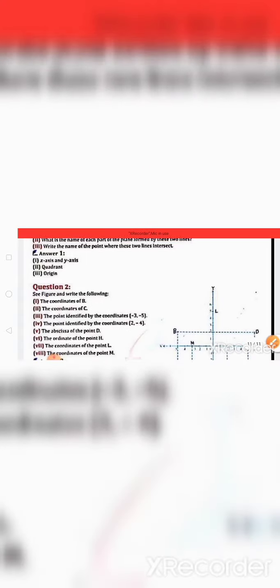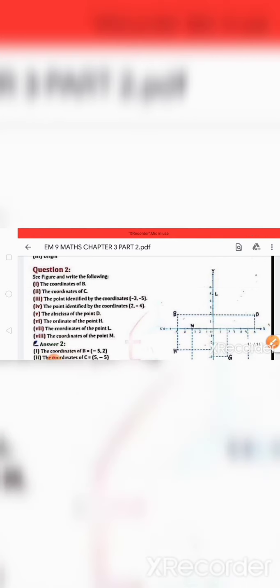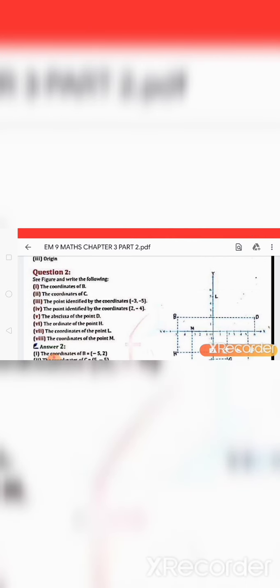Next question, question number 2. See the figure and write the following. We are given a figure and we have to write the answers asked in the question about this figure.